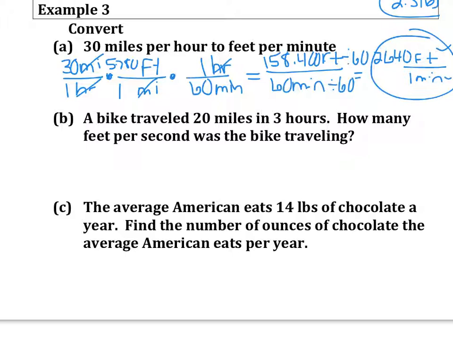So the next one says, a bike traveled 20 miles in 3 hours. How many feet per second was the bike traveling? So this one is causing us to convert a little bit further. So we're starting with a number in the numerator and a number in the denominator. That doesn't matter. So 20 miles in 3 hours. And I know I want to get it down to feet per second this time.